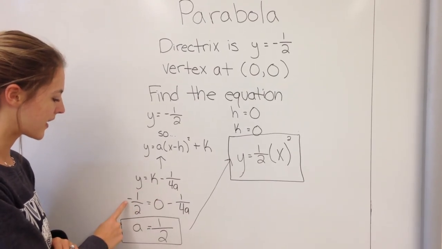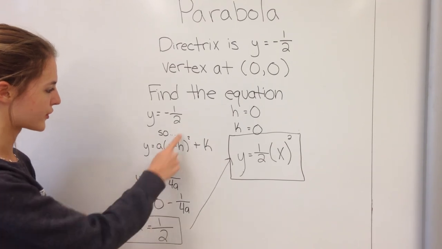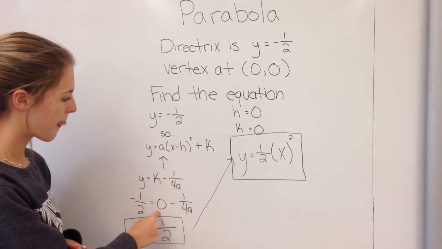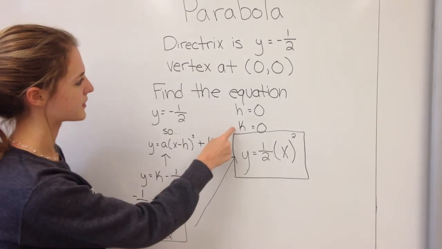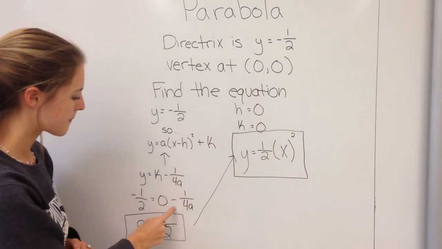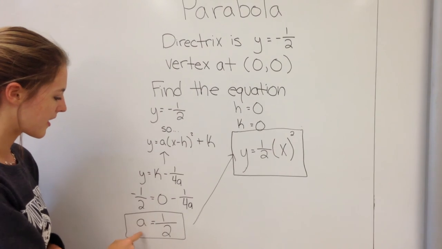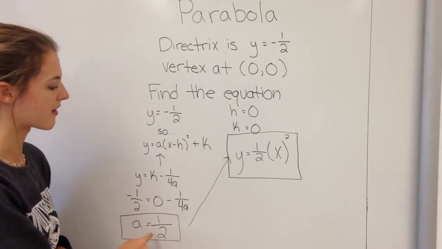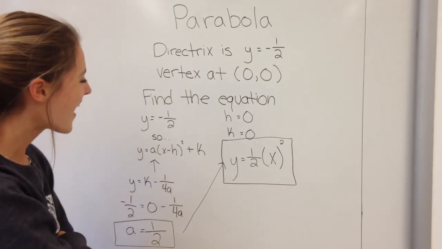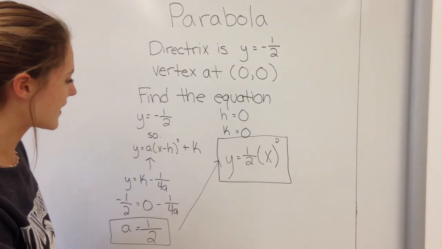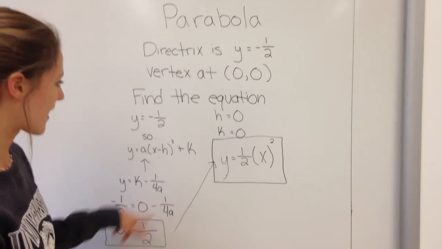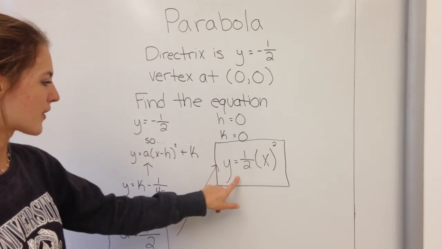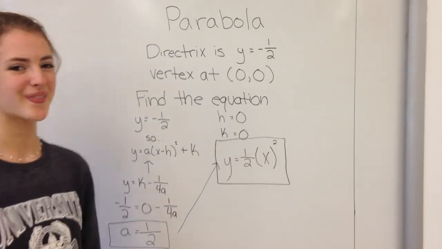And then we can plug in -1/2 here equals 0, because k equals 0 from the vertex, minus 1 over 4a. And if you solve it, that should get you a to equal 1/2. Okay, so now we just plug a and h and k into the equation, and you will come to get this. Thank you.